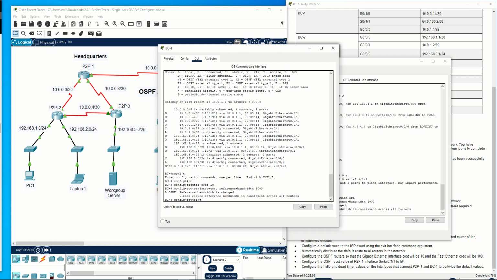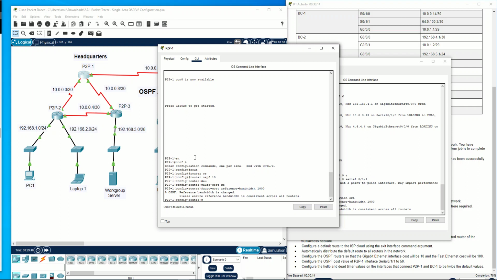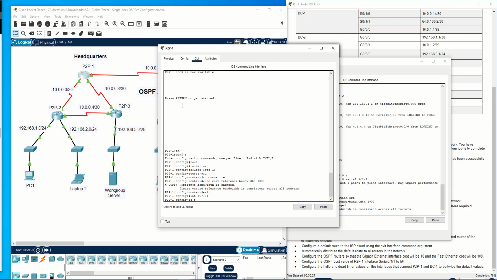And configure the OSPF cost value of P2P1 interface serial 0/1/1 to 50. Okay. We should go to P2P1 here. Exit. Which interface? Interface serial 0/1/1. And we should write here IP OSPF cost. Why should we manipulate cost? Because we want to tell our routers what is the best route to the other router and to the next hop. The lowest cost link should be chosen as the best path and the best route. Yes.